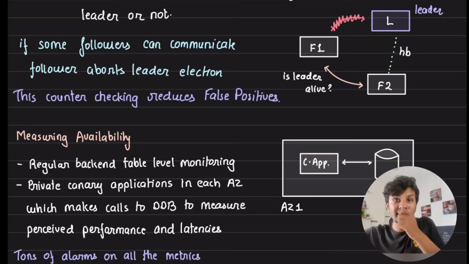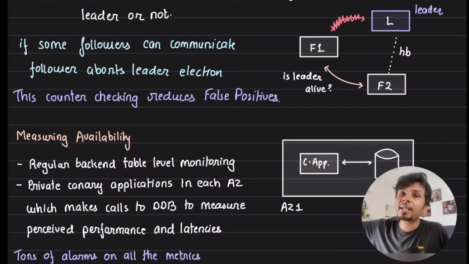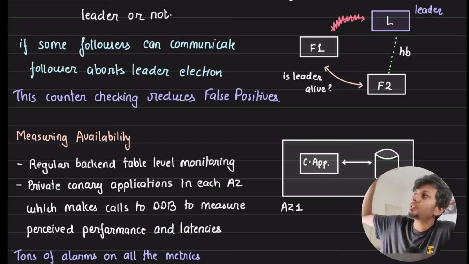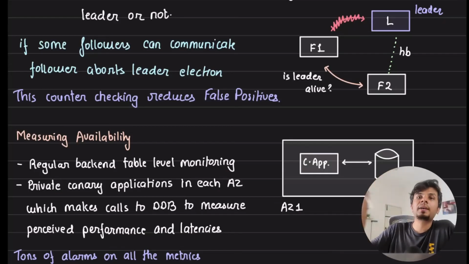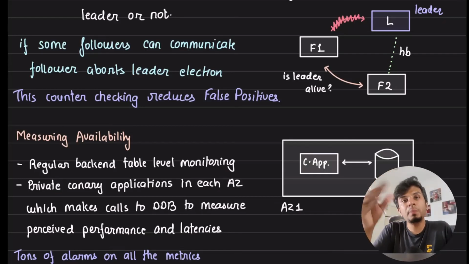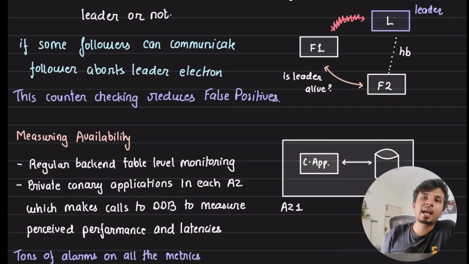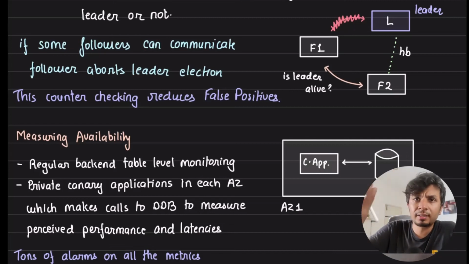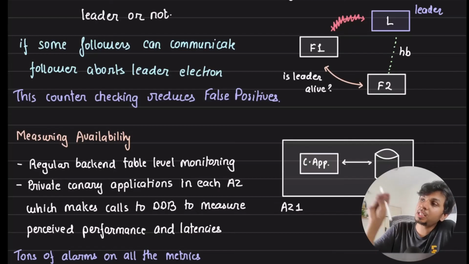In basically one of the data centers, they would have one canary application running there, which would make calls to DynamoDB from this availability zone. Whatever the customer would see, this canary app is also seeing. Not for every use case that I'm saying, but one from each availability zone.